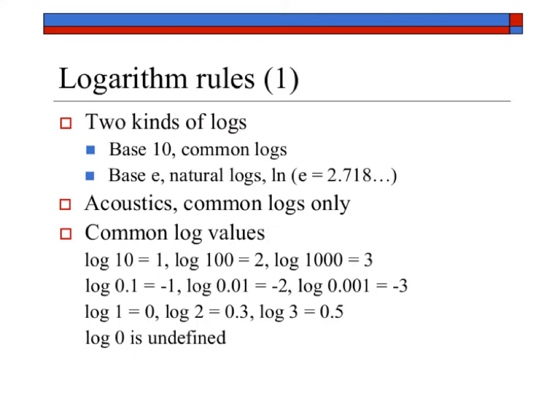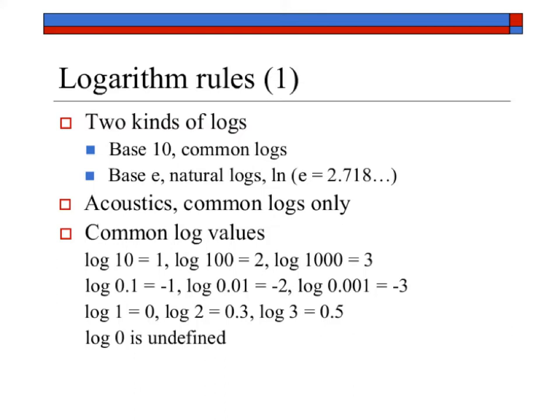Common logarithms are fairly easy to understand. Logarithm of 10 is 1, logarithm of 100 is 2, logarithm of 1000 is 3. So you see it's just a question of how many zeros there are is the logarithm number. On the smaller side, logarithm of 0.1 is -1, logarithm of 0.01 is -2, and so on. One thing that you might not be able to guess is that logarithm of 1 is 0.